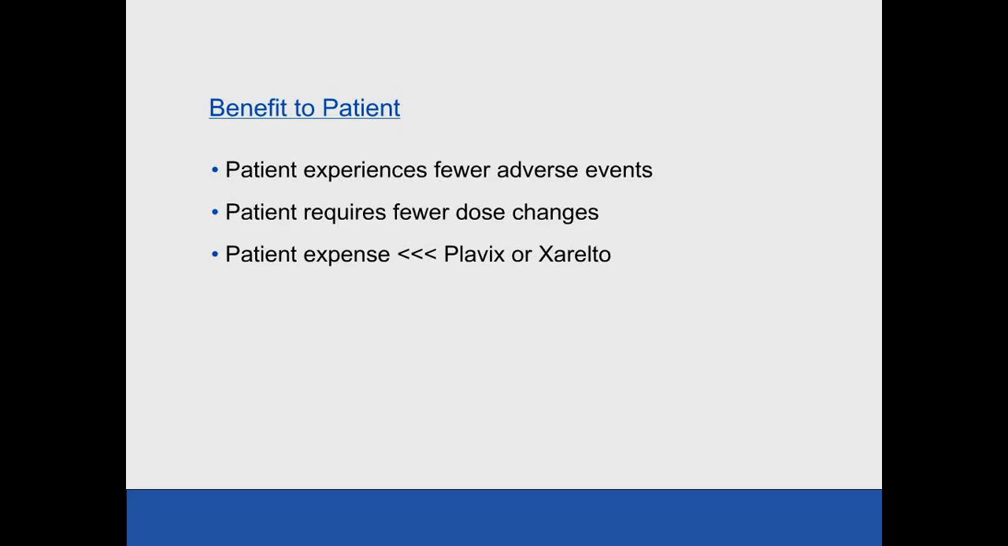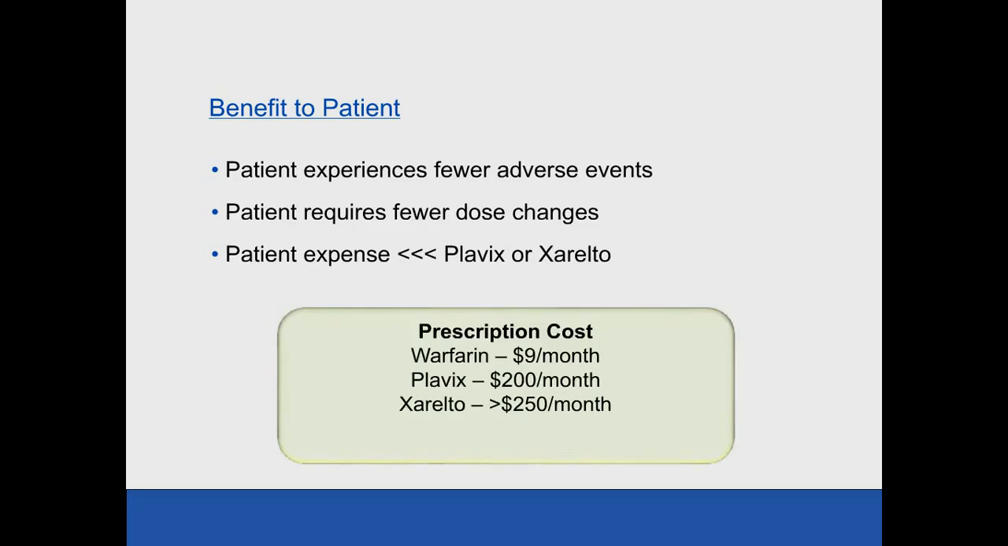Patient benefit? Well, the patient experiences fewer adverse events. The patient requires fewer dose changes, and the patient has a bit less expense. If we consider the average prescription cost to a patient, this is not the total cost, this is the cost to the patient. For warfarin is approximately $9 a month. For Plavix, it's $200 a month. For Xarelto, it's $250 a month on average. So the out-of-pocket expense to the patient is significantly less by warfarin prescription guided by warfarin genotype evaluation.